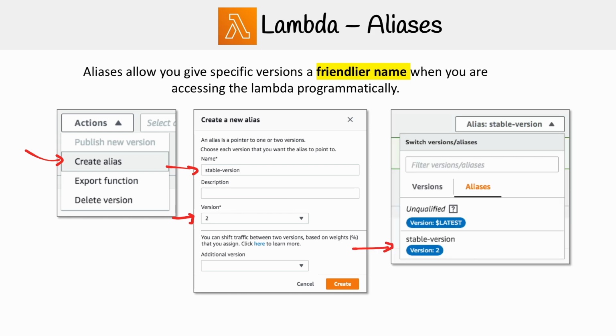And then if you want to see where that alias is being applied, you go over to just the aliases tab here, and you can see which versions go to which alias.